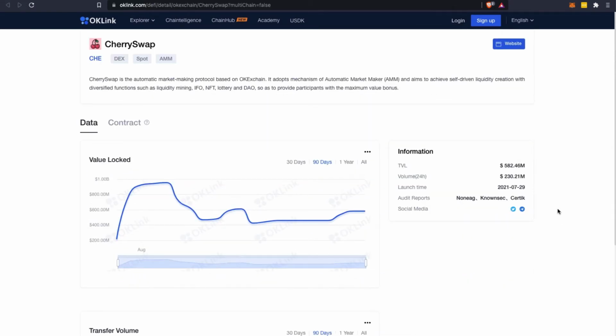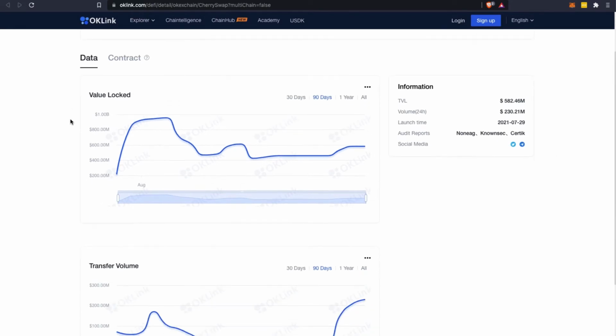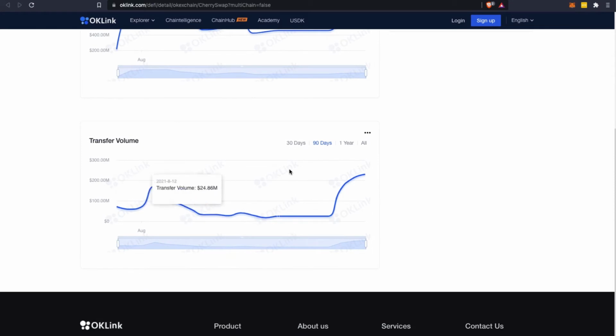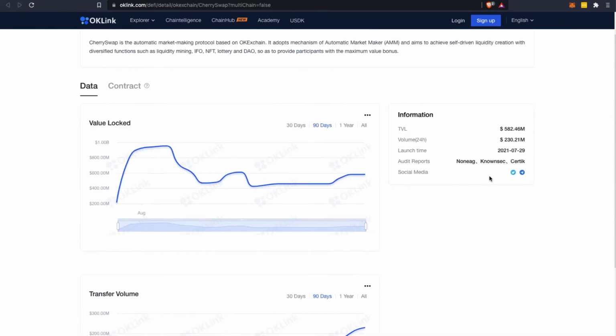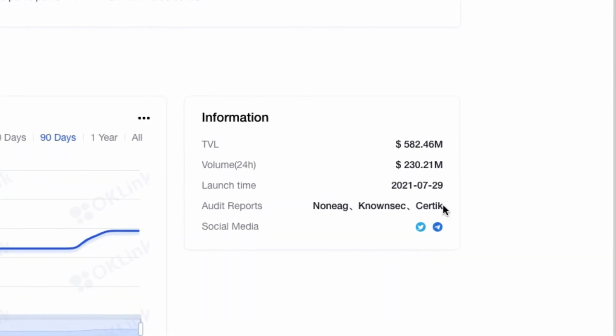And let us deep dive a little bit into CherrySwap so you can see the past data in terms of total value locked, around 200 million when it started off, and then it increases to close to 1 billion, and right now settling at 582 million. Good signs to see that there is quite a significant amount of value being locked in CherrySwap.